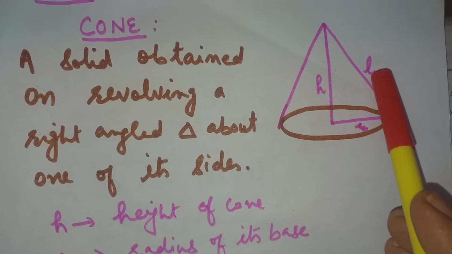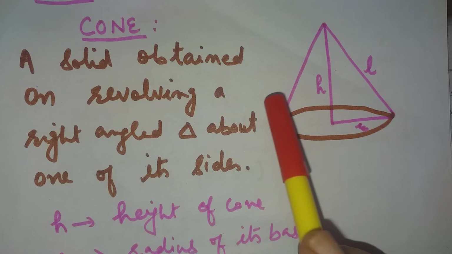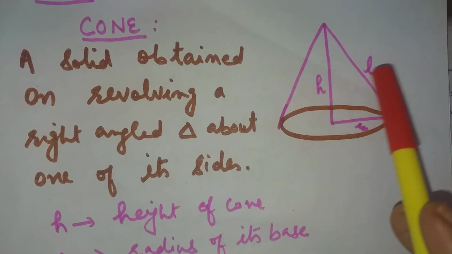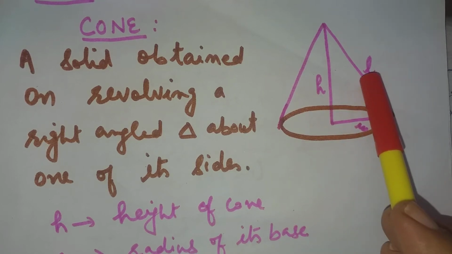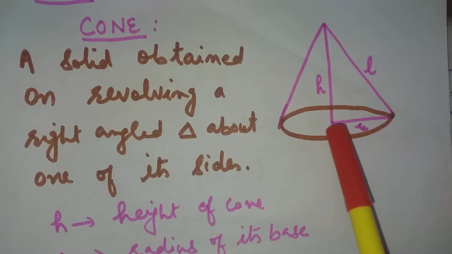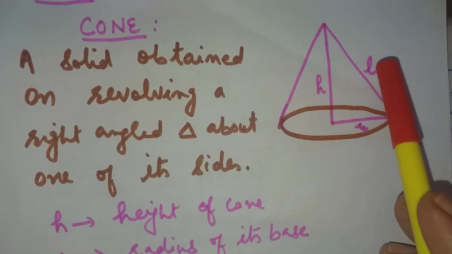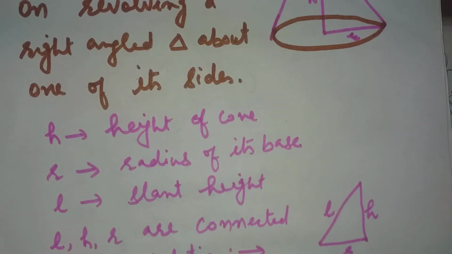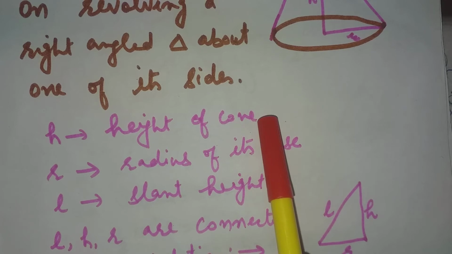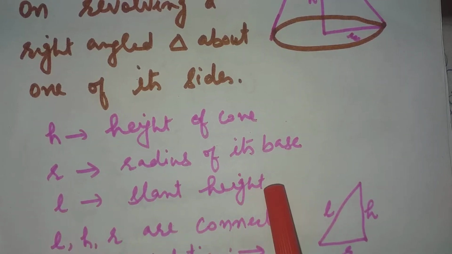This is the new height which was not there in the case of a cylinder. So a cone has two types of heights. One is the straight height, we will call it height only, and the other one is the slant height, right? Then the third dimension is its radius. We always need H, L and R in order to solve any sum related to cone. Now I have defined here: H is the height of the cone, R is the radius of its base, and L is the slant height.